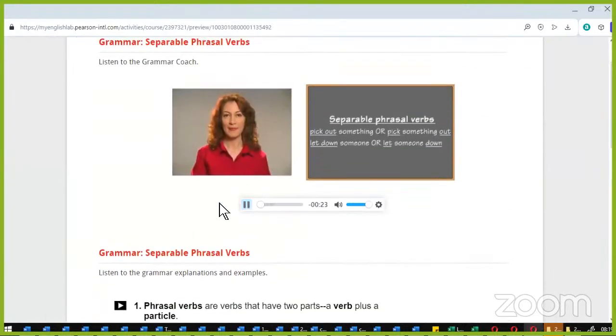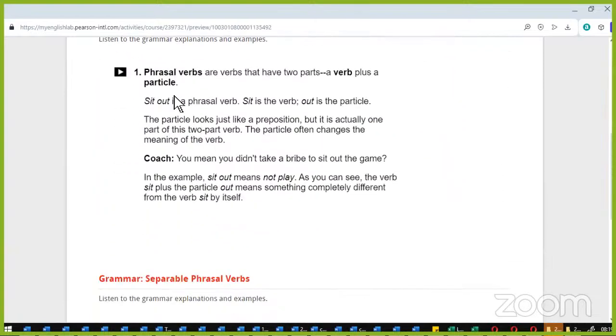Okay, let's begin. Hi, it's Emily. Are you ready for some grammar? Well, I won't let you down. I've picked out separable phrasal verbs to study. They're important, and we use them all the time. Let someone down and pick something out are separable phrasal verbs. Let's learn more. Okay, let's please read here.